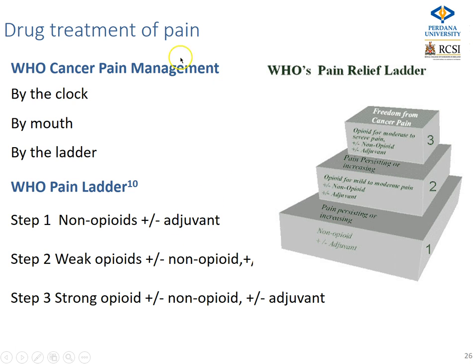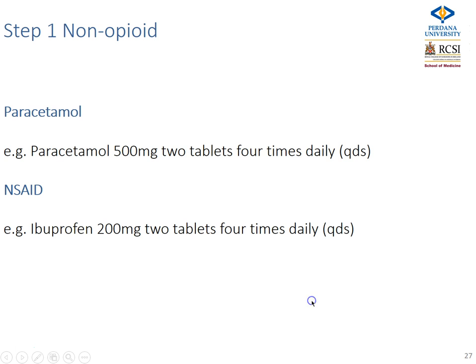And use as your guide the World Health Organization pain relief ladder, which is steps 1, 2, and 3. Step 1 is a non-opioid, plus or minus an adjuvant. Step 2 is a weak opioid, plus or minus a non-opioid, plus or minus an adjuvant also. And step 3 is a strong opioid, which would be like morphine or the morphine derivatives, plus or minus non-opioid or adjuvant. We'll go through these in some detail now.